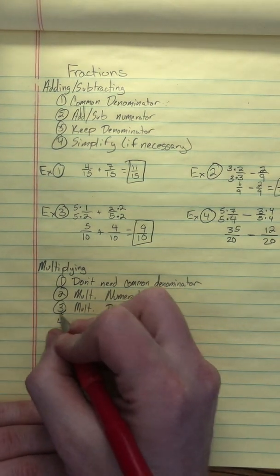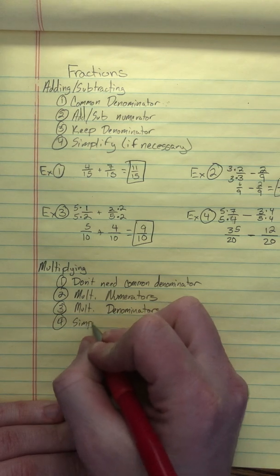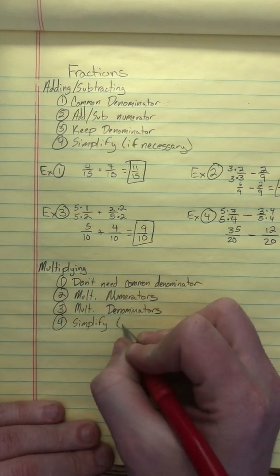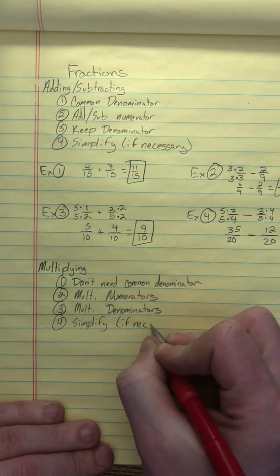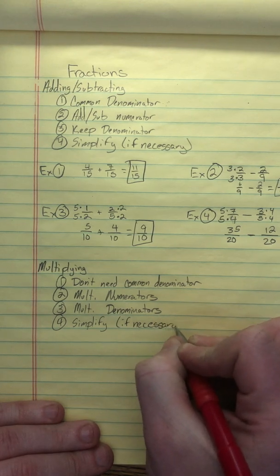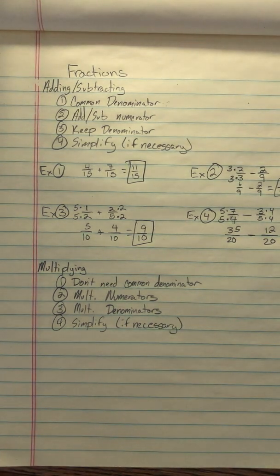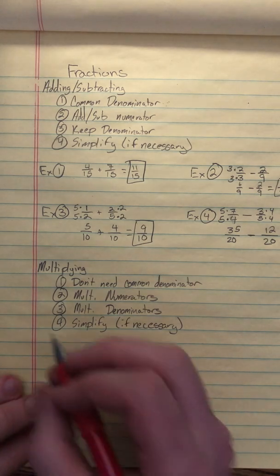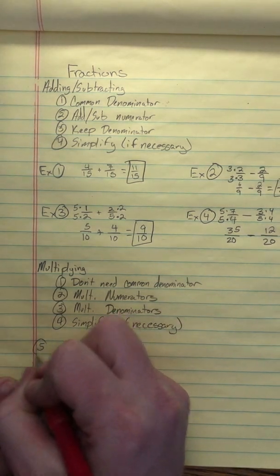Step 4, simplify if necessary. And I'm going to show you guys a cool little trick so that you don't have to simplify in the end. You can simplify actually before you multiply. So let's go example 5.